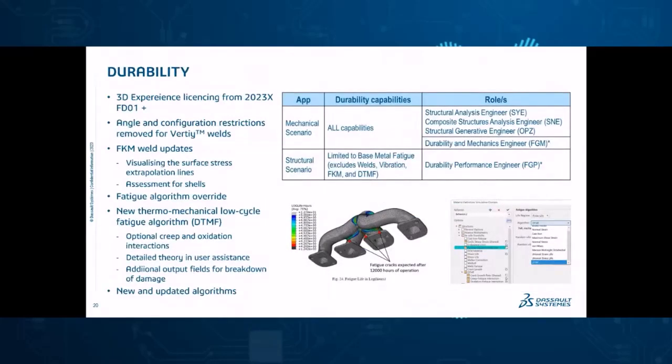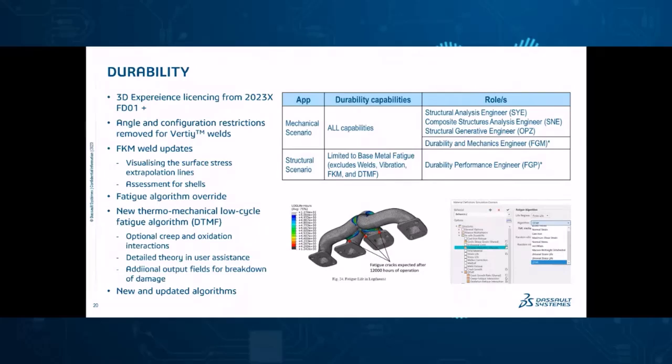From a durability perspective, the table on the upper right shows the access to the durability features and what apps and roles open up with what functionality. This is the licensing situation from the 23x FD01 release.